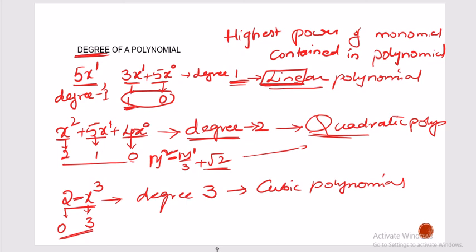Whenever we have degree 1, we call it a linear polynomial. Whenever the degree is 2, we call it a quadratic polynomial. Whenever the degree is 3, it is a cubic polynomial. First of all, to make a polynomial, we should have non-negative integral powers. That is the main thing you need to remember. So degree 3 is a cubic polynomial.